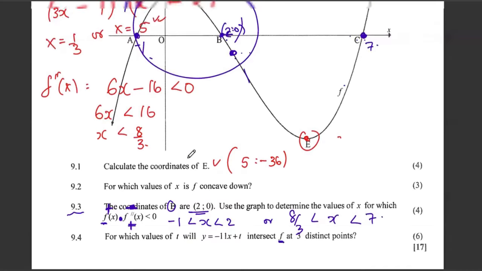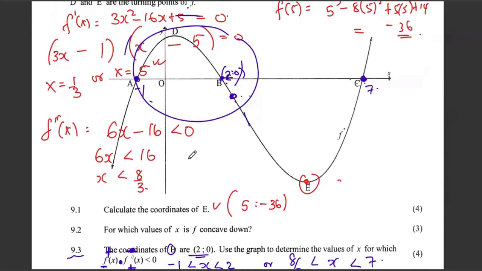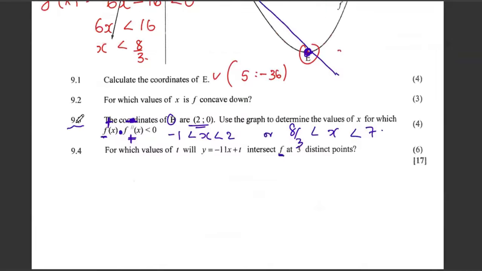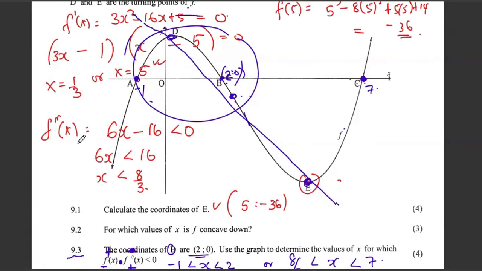So if it's a negative gradient, it simply means the graph or the line is moving in this sort of direction. So I'm going to make use of the local maxima and then the local minima to obtain those values of interest. Now, what I know is that E is having a 5 and a negative 36. What about my point D? Okay, so D, we say this was 1/3.